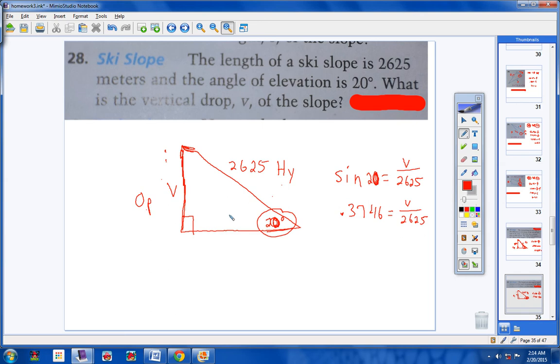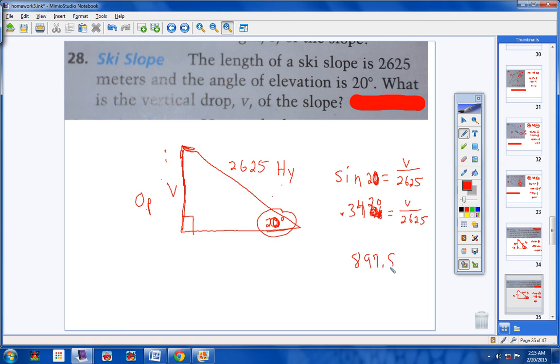And now we're almost caught back to where we were, 0.3420. Okay. Sorry about that. So the sine of 20 is 0.3420. And then we're going to multiply that times 2,625. And you will get 897.8, which is the correct answer.